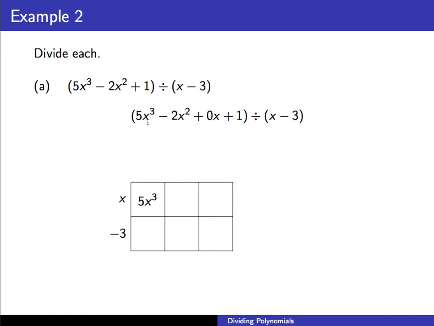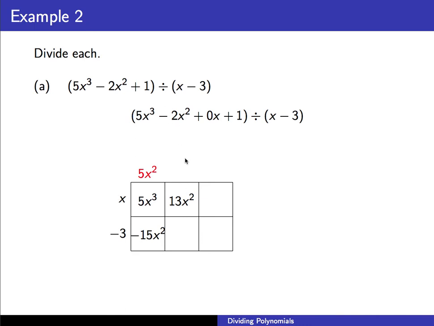We're going to start with the 5x cubed going in the upper left. Really, a lot of this is going to be just like it was in the last video. So 5x cubed divided by x, we're going to put above that first column, is 5x squared. And then 5x squared times negative 3 is negative 15x squared. We need negative 2x squared. So what do we have to add to negative 15x squared to get negative 2x squared? That's going to go in this cell right here, and that's 13x squared. So negative 15x squared plus 13x squared is negative 2x squared. So this term is balanced out.